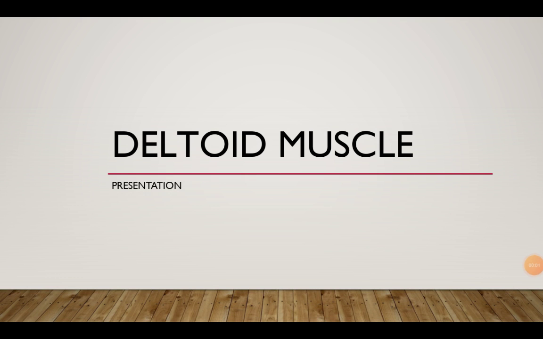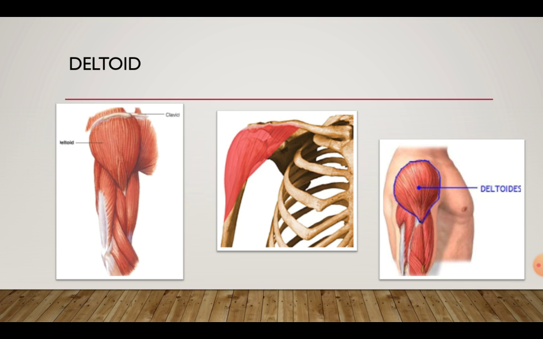Hello, today I'm going to talk about the deltoid muscle. In accordance with anatomical terminology, the deltoid is a paired muscle of mammals with a triangular appearance. It is from this last characteristic that the origin of its name is found, due to the delta-shaped triangular form.